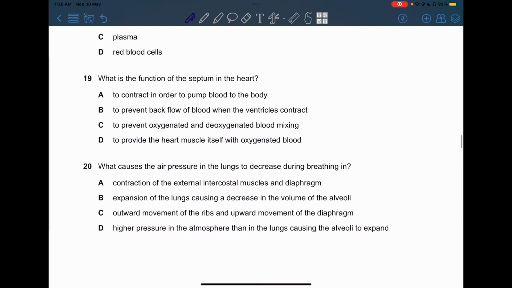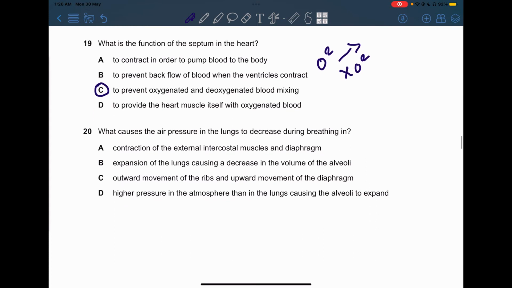Now 19, what is the function of the septum in the heart? Now, as we know, the septum is the structure in the heart that is separating oxygenated blood from the non-oxygenated blood. So it separates the left side and the right side of the heart. So we're going to be choosing that it separates the oxygenated blood and the deoxygenated blood. So over here, let's check. Yeah, so it's C over here. So 19 is going to be C.